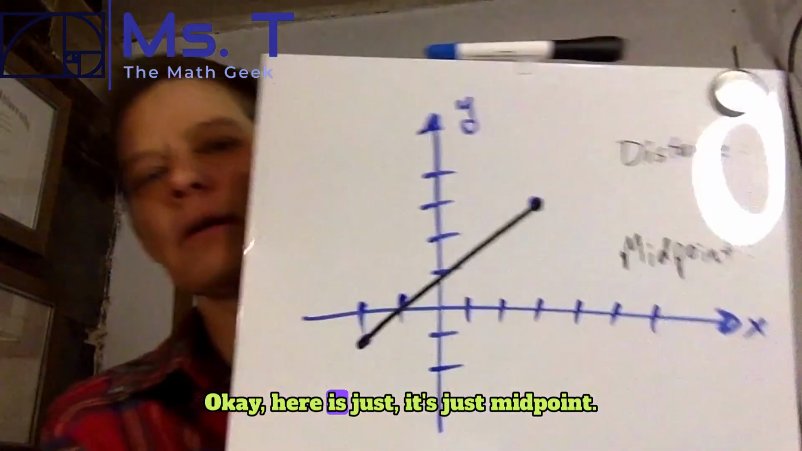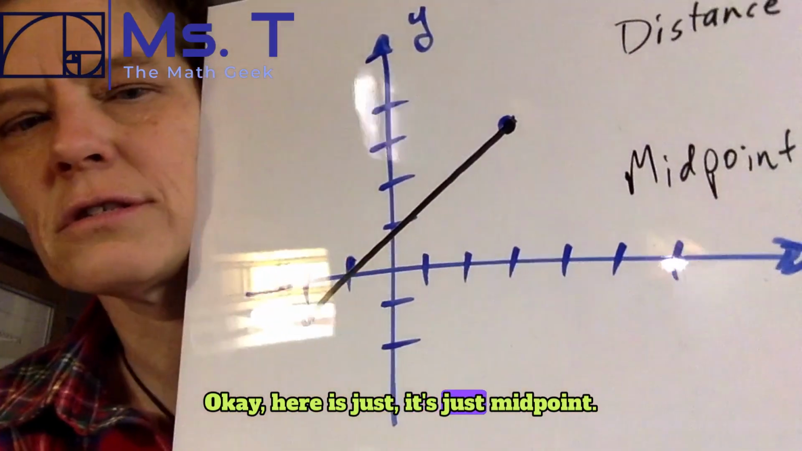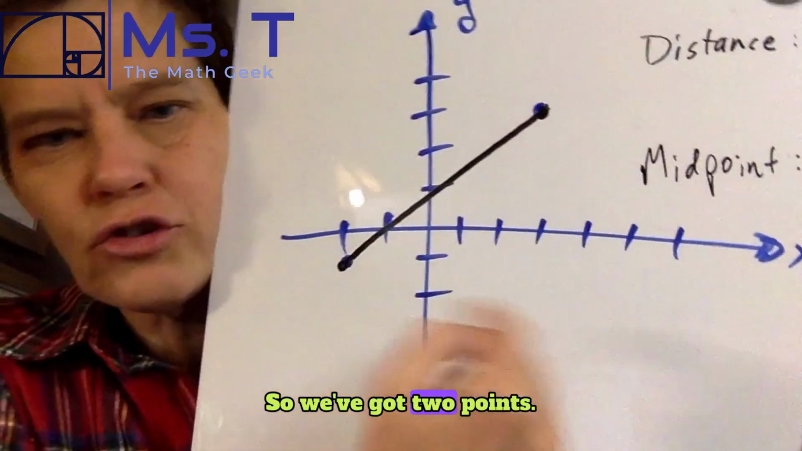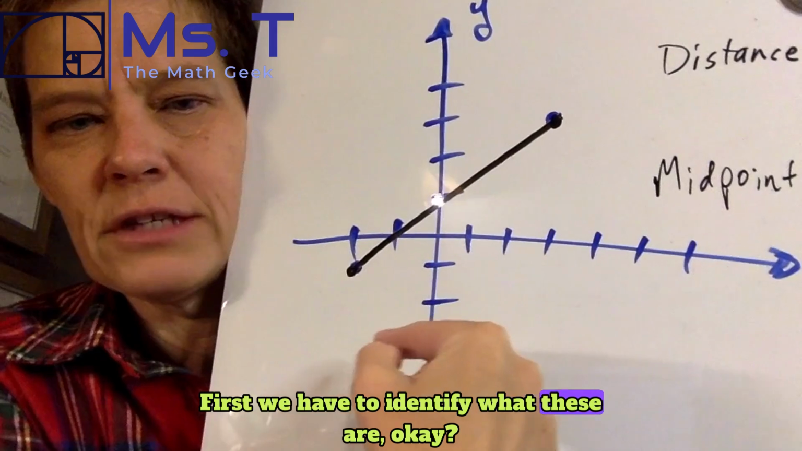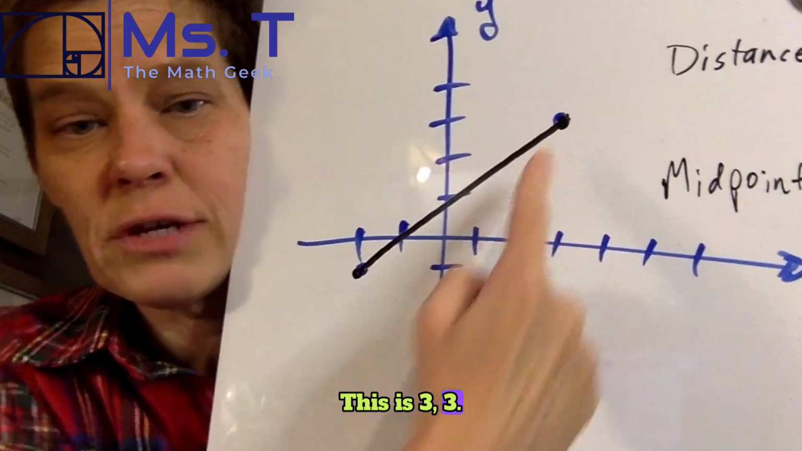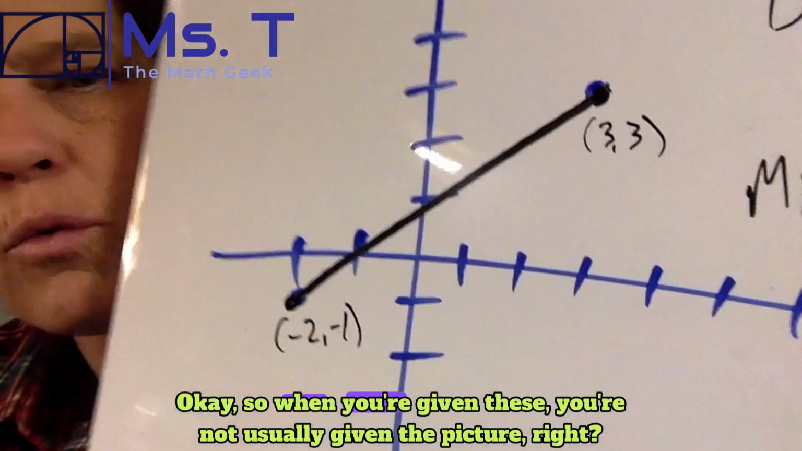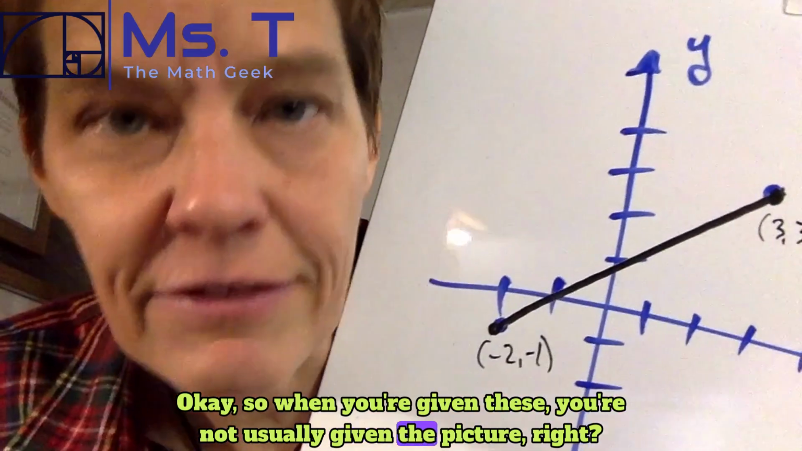Okay, here it's just midpoint. So we've got 2 points. First, we have to identify what these are. This is (3, 3). This is (-2, -1). I'll write that down.